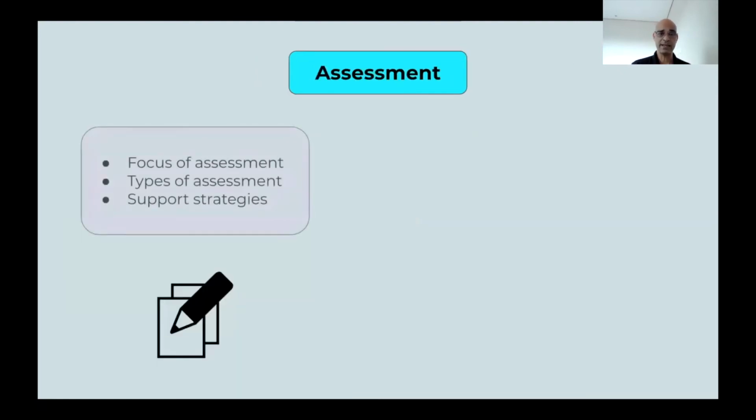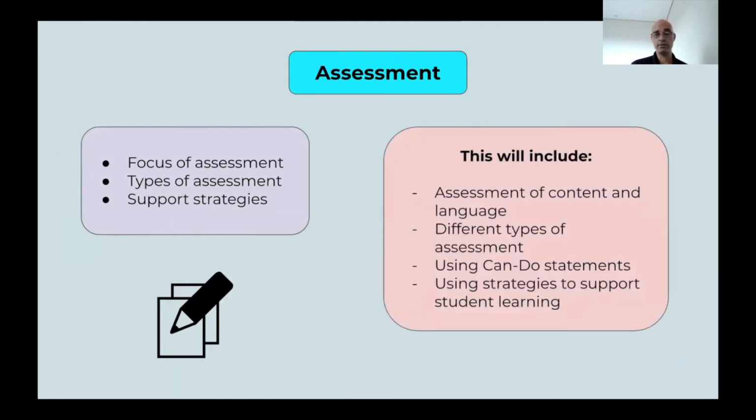And assessment, last but not least, the focus of the different types of assessment, the types of assessment, and how to support students during assessment. So this will include assessment of content and of language, different types of assessment using can-do statements. Those are statements that help students reflect on how they're learning and using strategies to support student learning. So those are the 4 areas and some examples of topics that may have questions related to them.